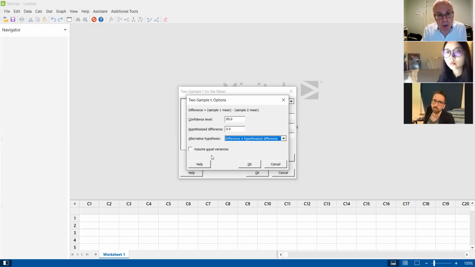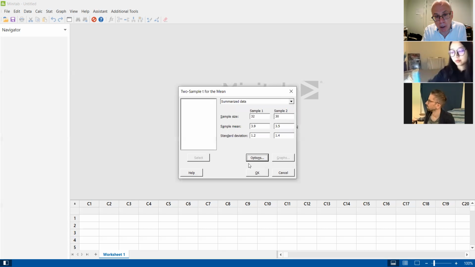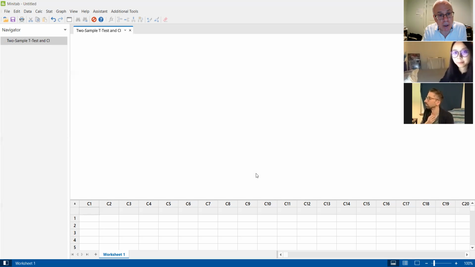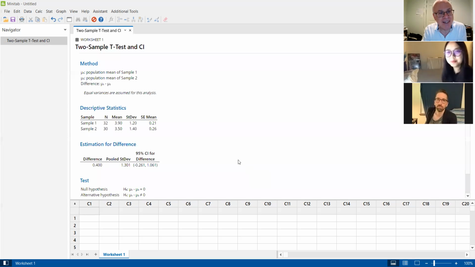Okay. We're going to assume equal variances. That's what they said, equal standard deviations in the problem. Therefore, we're going to click this box, and Minitab's going to do all the work for us. It's going to calculate the proper degrees of freedom, the proper t-statistics, all of that. I'm going to click that box, hit OK, and then hit OK. And there we go. Wondering what was taking so long.